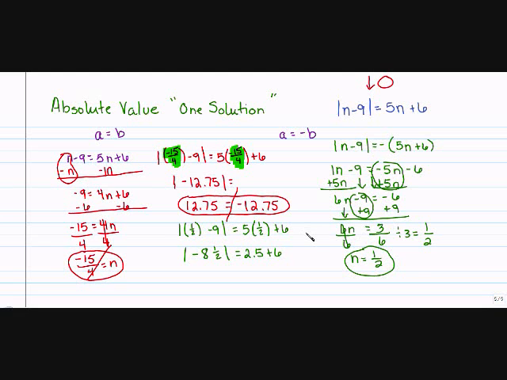I'm going to do this just to show you. 6 plus 2.5 gives you 6, 7, 8, and the 5 stays the same. Okay, so 8.5. Absolute value of negative 8.5 is 8.5. Since these are equal, 1/2 is part of the solution set. So 1/2 is my only answer.